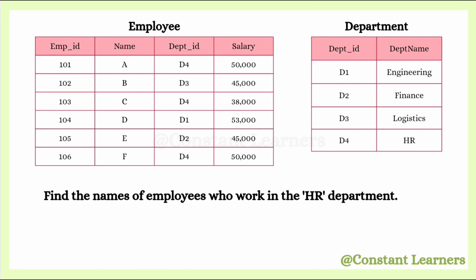Let's say we have two relations. One is the employee with attributes employee ID, name, department ID and salary, and another one is the department table with attributes department ID and department name. Now suppose we want to find the names of all the employees who work in the HR department. Only the HR department, right? Employees in the HR department, right? So how are we going to do that?